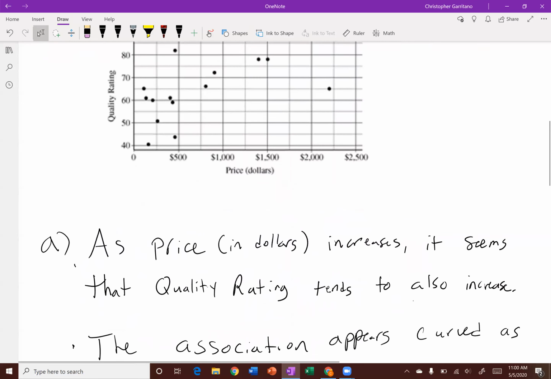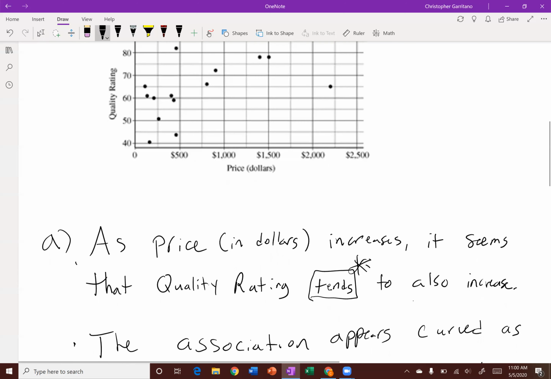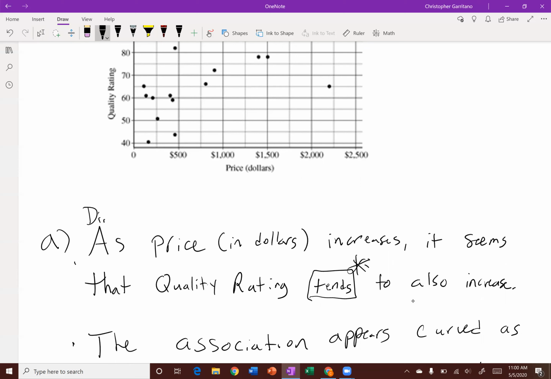So I went on and I said, and of course I'm answering in context anywhere I can, as price in dollars increases, it seems that the quality rating tends to also increase. Notice this keyword here, tends to. It doesn't always happen. So you cannot say as price increases, quality rating increases, because it's not always the case. We can see many examples where price is increasing, but quality actually decreases. So it is important that you get this word in here.